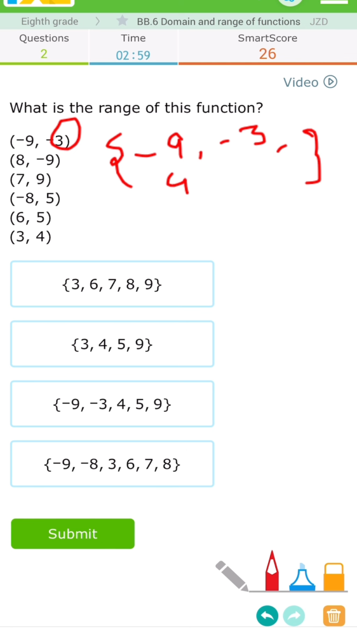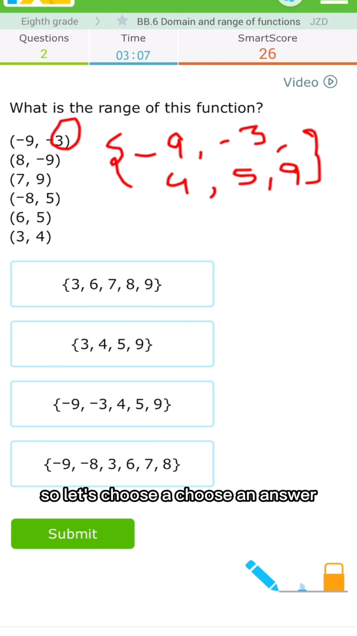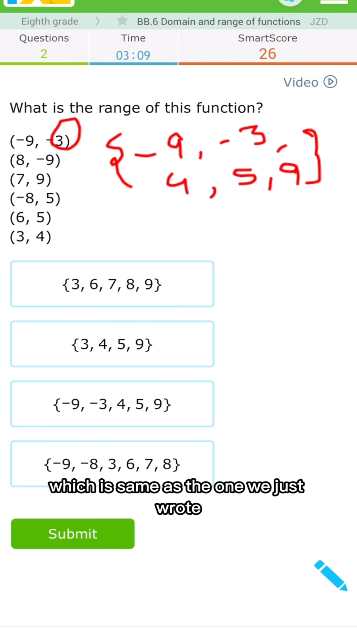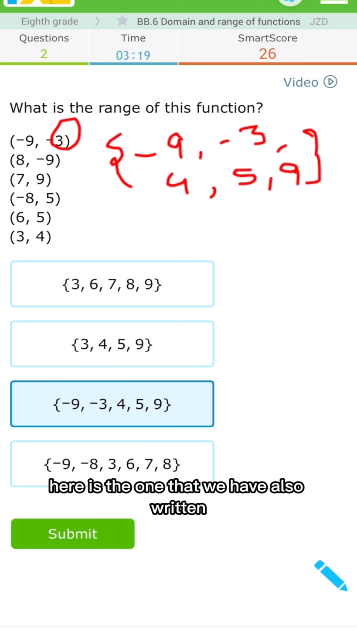4. Since 5 is repeating twice, we don't have to write it twice. And then in the end we have 9. So let's choose an answer which is the same as the one we just wrote. So I can see that the third option here is the one that we have also written.